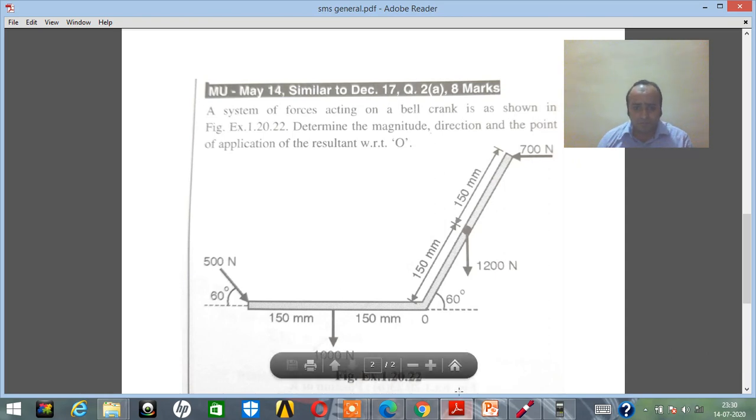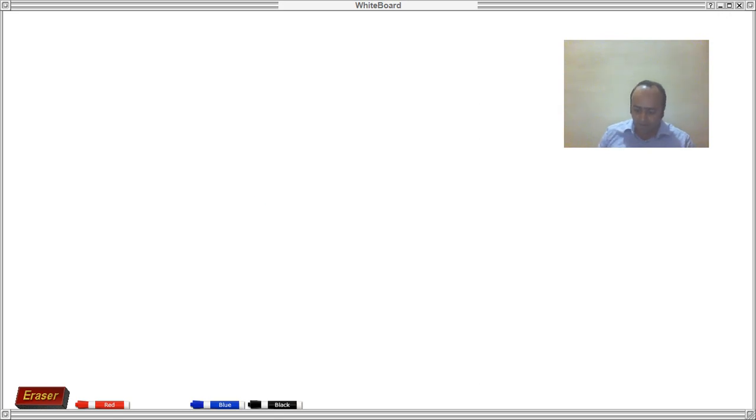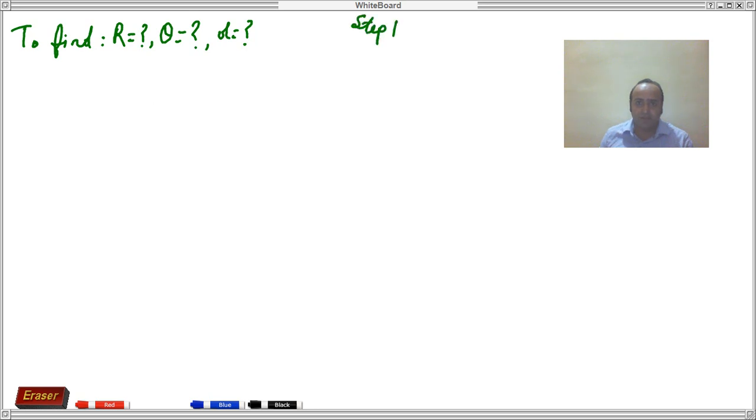Now let us go for the free body diagram of it. Now we can write it down one by one. What are we supposed to find? So I can write it over here. To find is magnitude of resultant, that is R, direction of resultant, that is theta, as well as the location, that is at what distance is the resultant with respect to point O, that is small d. Now step 1 will be the free body diagram, as you all have seen. So we will be drawing the free body diagram now.